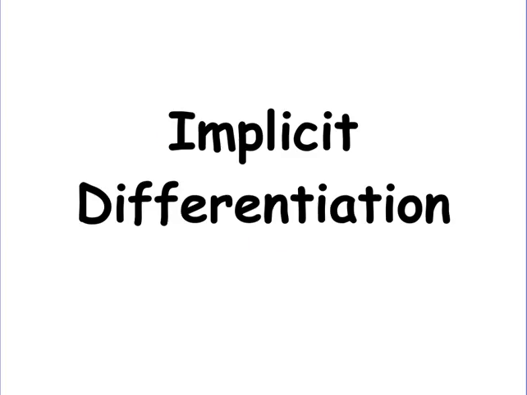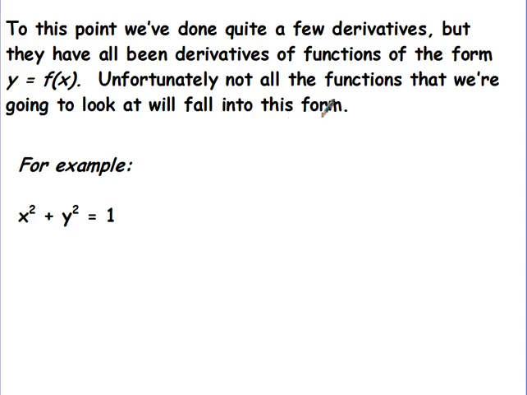So what makes it implicit? Well, here's the thing. To this point we've done quite a few derivatives, but they've all been derivatives in the form of the function y equals f of x. Basically, it's a function that only has x variables in it, okay? Unfortunately, not all functions are going to look like this. For example, I have something like this, x squared plus y squared equals 1.